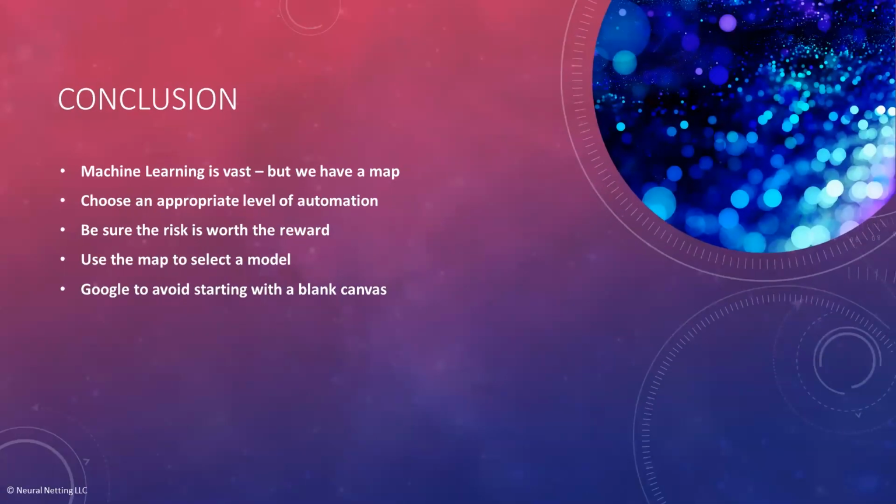By now, you should appreciate that although the field of machine learning is indeed vast, there are some well-established boundaries that make navigating it much simpler. Start by assessing the level of automation appropriate for the problem at hand. Be sure the risk is worth the reward. Then identify the ML category your business problem best fits in and get to Googling to see examples of how other ML practitioners have tackled similar challenges.